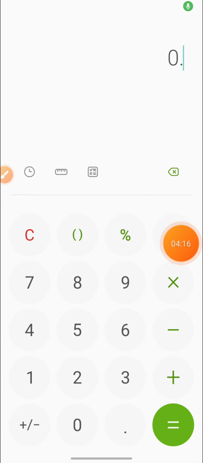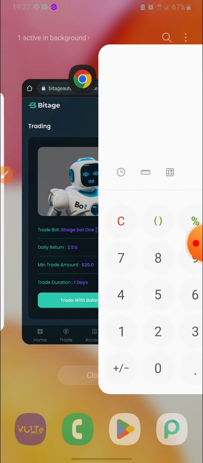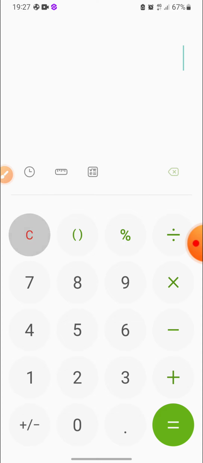Okay, so we are here on my calculator now, guys. So the first one is $20, and we are getting 2.5% daily, which we can withdraw all our capital daily. So times 2.5. Let me just make it simple mathematics. So we are getting 0.5% daily. Every day you can withdraw your money anytime.